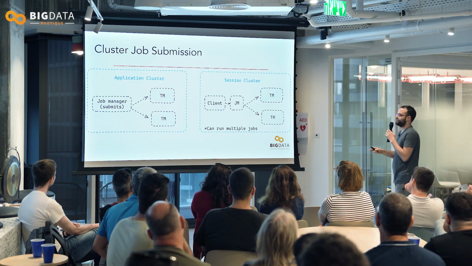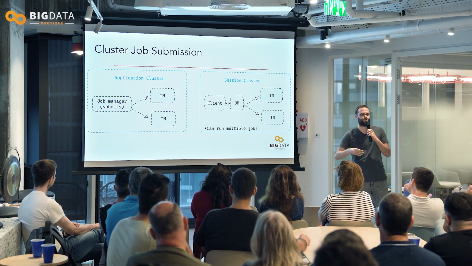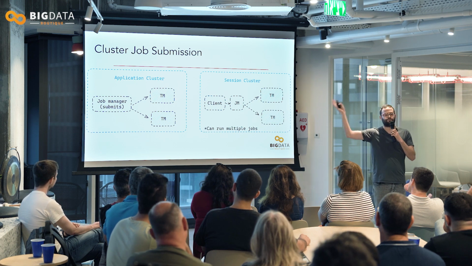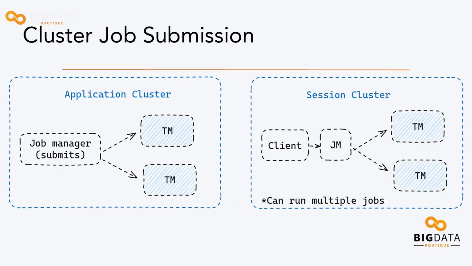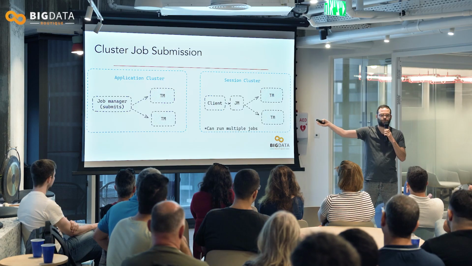All right, so there are 2 ways, really, to submit jobs in Flink, 2 paradigms, if you will. The first is the application cluster, where the job manager is in charge of starting the application. The job manager starts the main method of our program and creates a job graph, and this binds the job manager to a specific job.